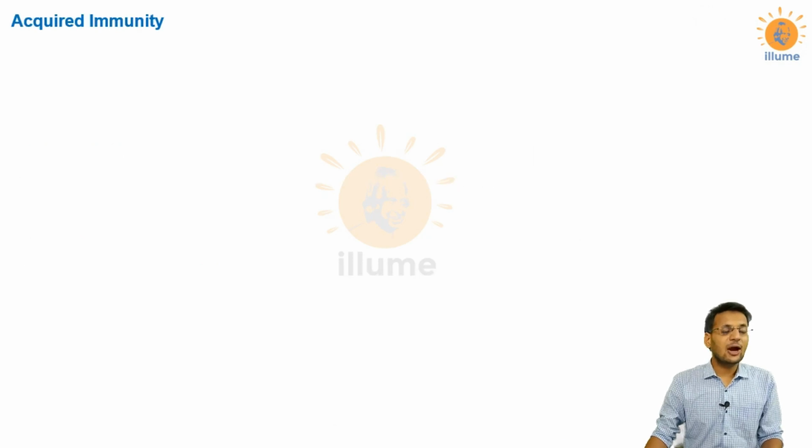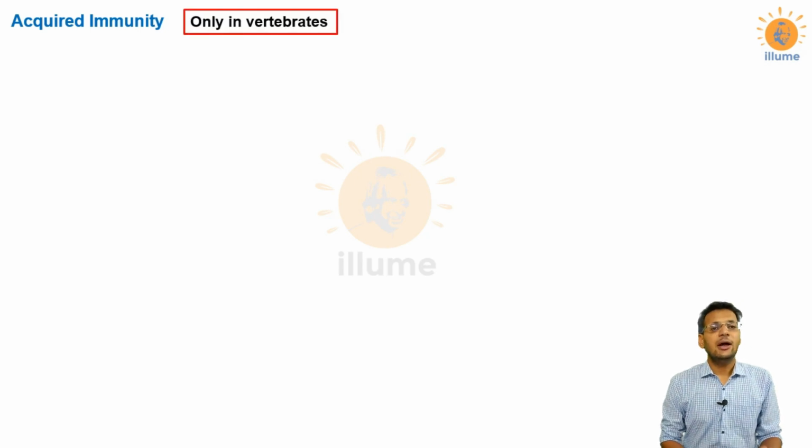Now I'll start with the acquired immunity. As the word suggests, it is immunity which is acquired after birth. It is not present since birth. The immunity which is present since birth is called innate or congenital immunity. Acquired immunity is not present since birth, and it is acquired after birth.